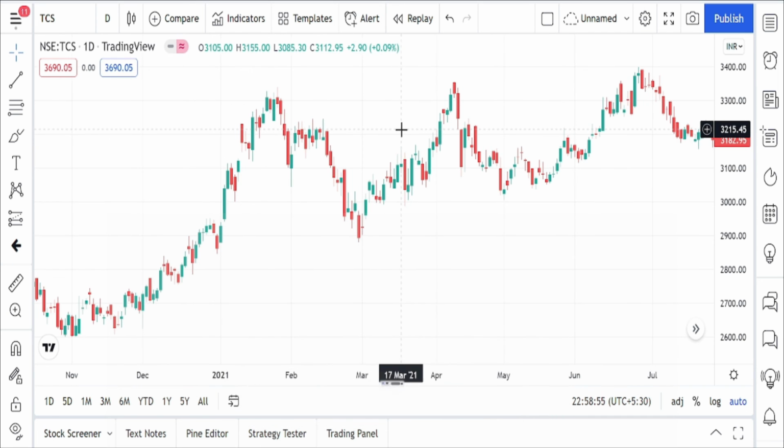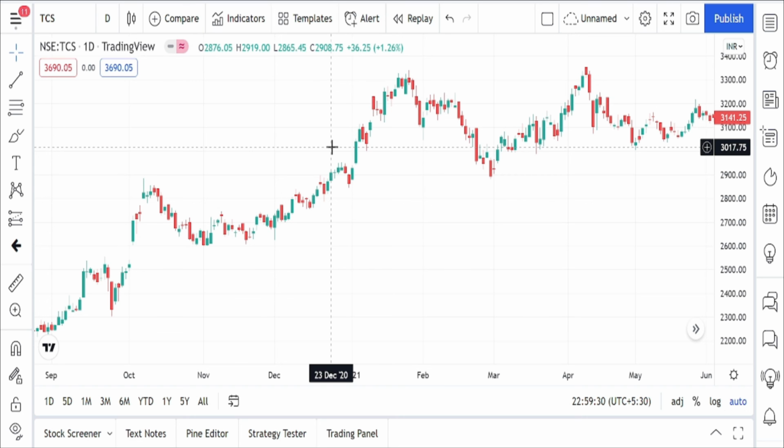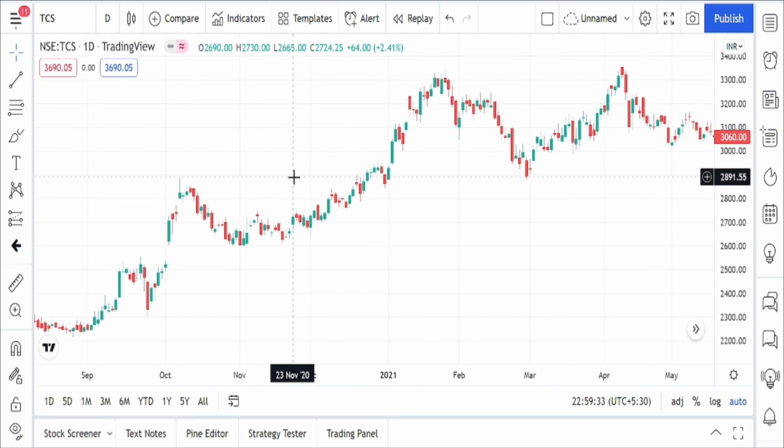So long story short, whenever we see spinning top candles, there are a few possibilities. If a spinning top candle forms during an uptrend, bulls may take a pause before they resume the uptrend, or bears are preparing to break the trend and change its direction. And vice versa.